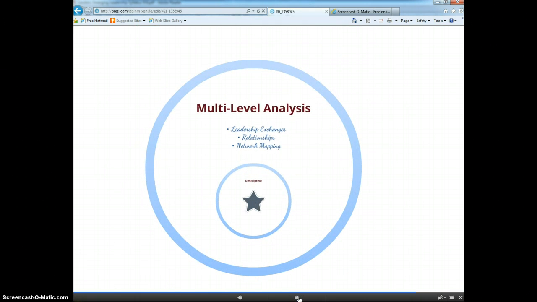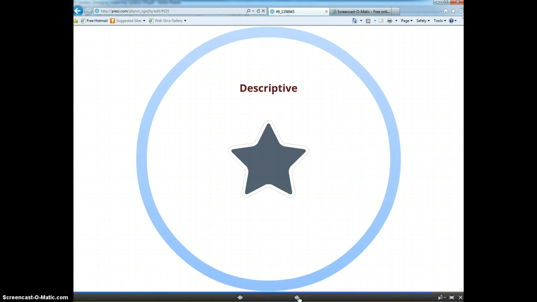Within this, there's also multi-level analysis, and so you can look at the individual relationships, you can look at the broader network and conduct network mapping, or you can look at groups of networks, which would be the organizational level. And the idea here, again, is that it is descriptive. You're trying to understand and identify the health of the organization or the health of an individual network by looking at these individual components and how they interact and affect one another. So it's very much interactive.